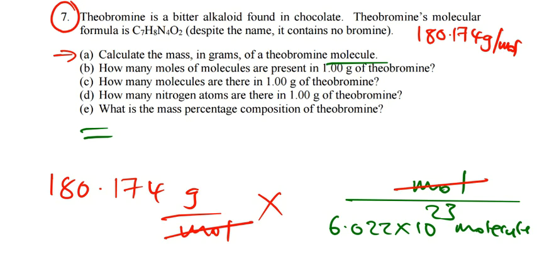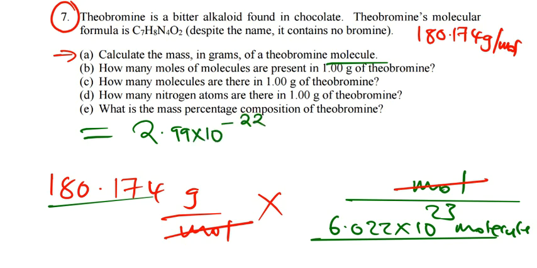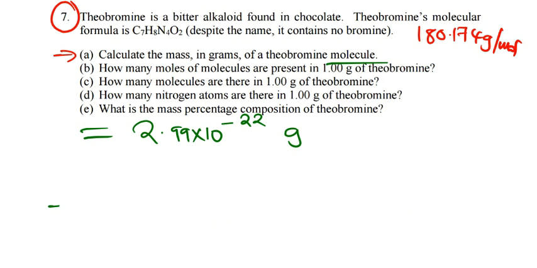So essentially we're ending up dividing the numbers. That divided by this, giving us 2.99 times 10 to the power negative 22 grams per molecule. I said theobromine molecule, which is not even necessary. So that becomes our answer.